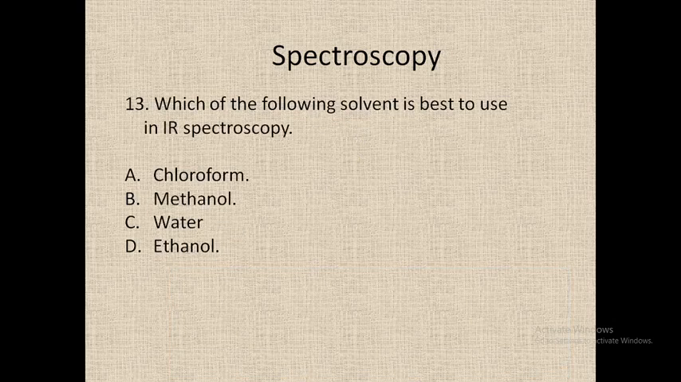Next, which of the following solvents is best to use in IR spectroscopy? So in IR spectroscopy, which solvent can we use? Whether it is A chloroform, B methanol, C water, or D ethanol. So if you see here, the remaining three, B, C, D, are somewhat polar or weakly polar, but chloroform is somewhat non-polar, and hence chloroform is the best solvent used for IR spectroscopy. Most of the substances are soluble in it.